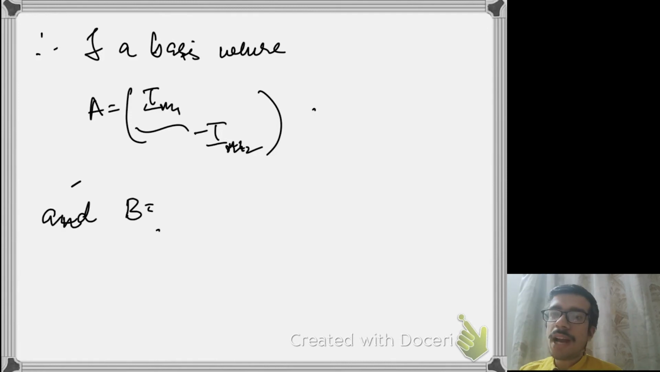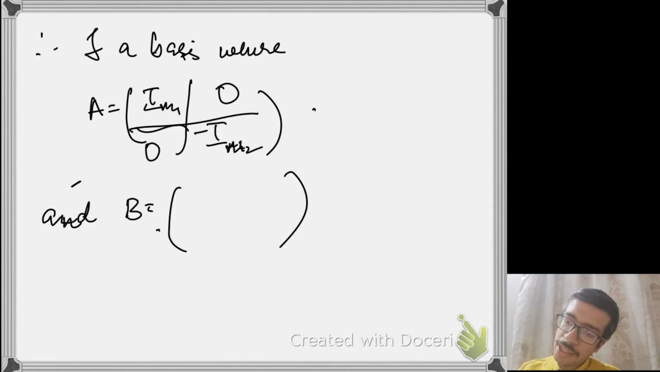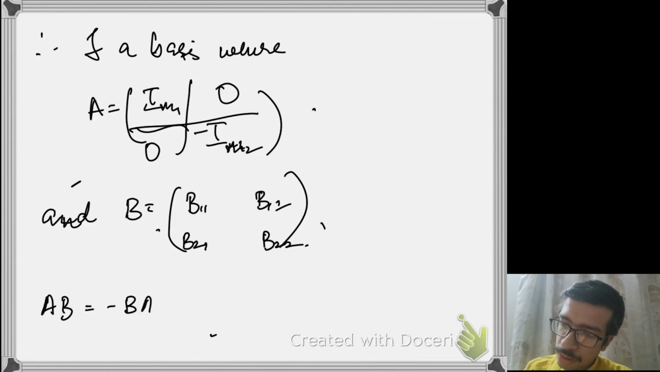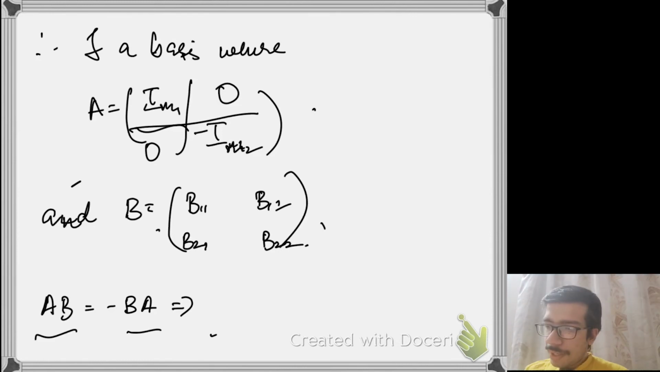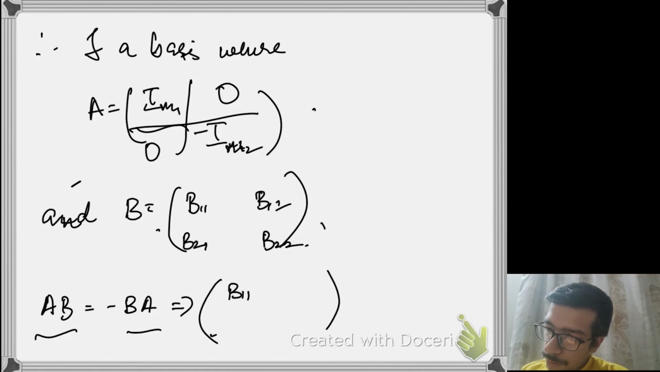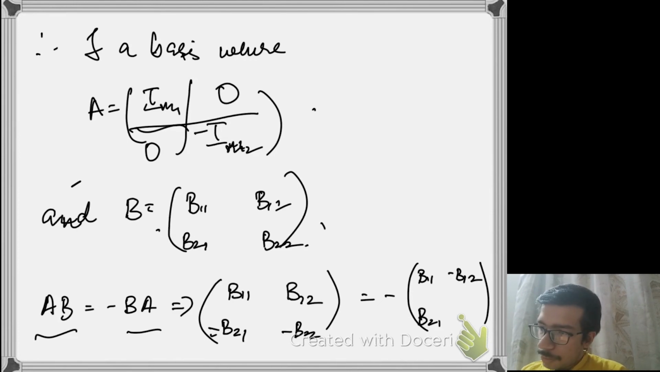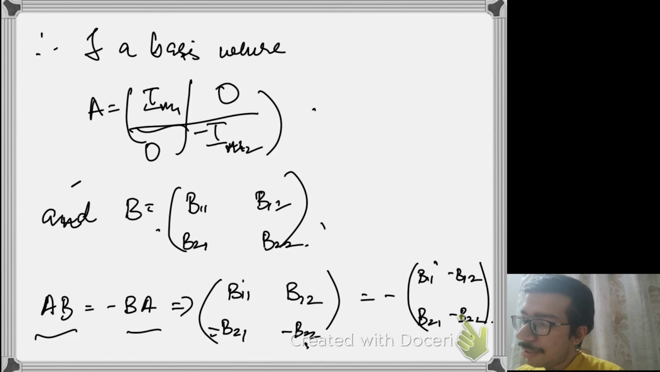Under this basis and this block decomposition, I can also write B as B11, B12, B21, B22. Now let me use the fact that AB equals minus BA. If you compute AB and BA, you will get that AB equals B11, B12, minus B21 and minus B22, and this equals negative of BA, which turns out to be B11 minus B12, B21 and minus B22. If you compare the coefficients, you get that B11 is the same as minus B11 and minus B22 is the same as B22. For the other B12 and B21, you don't get any special relation.